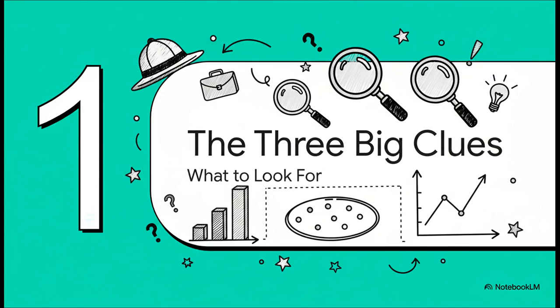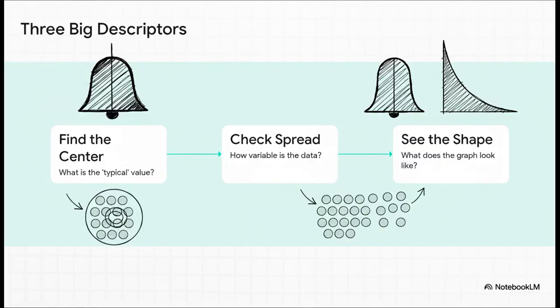Okay, so every good detective knows you can't just start searching randomly. You need to know what you're looking for. And for us, data detectives, that means starting with, let's call them, the three big clues. These things exist in pretty much every data set you'll ever see, so consider this your mission briefing. And here they are, our three big clues: center, spread, and shape. Simple, right?